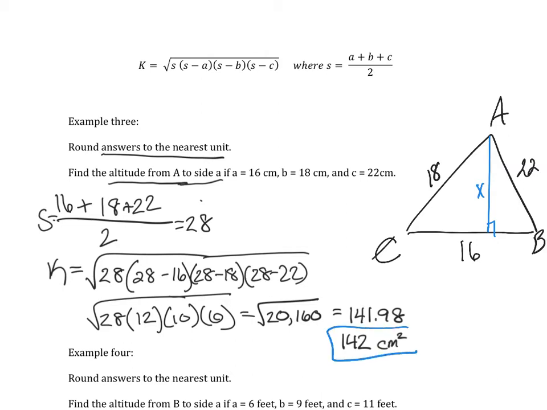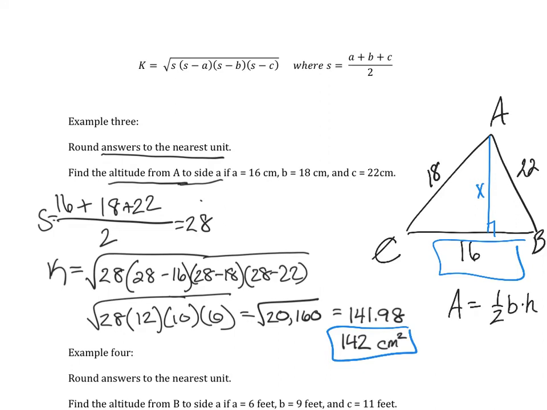So we're going to use the area that we found. We're going to use 16 as the base. An altitude always goes from the vertex down to the opposite side and makes a 90-degree angle. If we have the area of that particular triangle and that base, we can just use our standard formula: area equals 1/2 base times height.